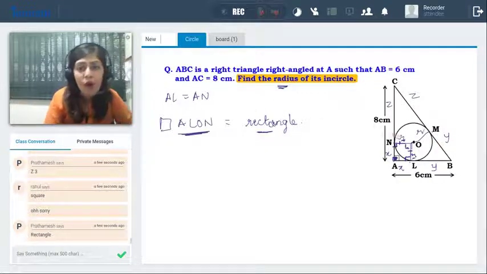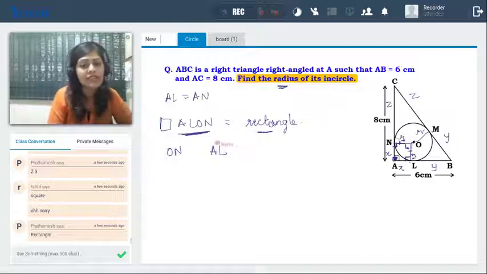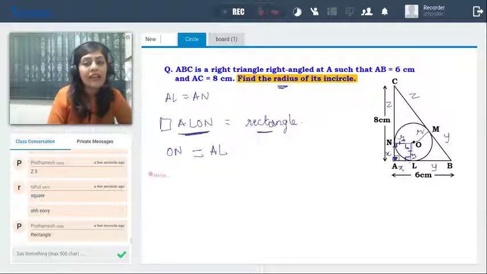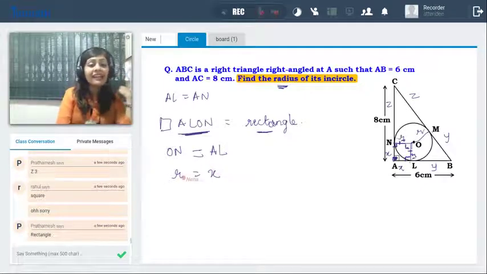What we see is opposite sides of a rectangle ON. So let us look at opposite sides of the rectangle ON. ON and AL. They are opposite sides of a rectangle, and we know opposite sides of a rectangle should be equal. That means ON is equal to AL. That means R is equal to X. Our radius is supposed to be equal to X.